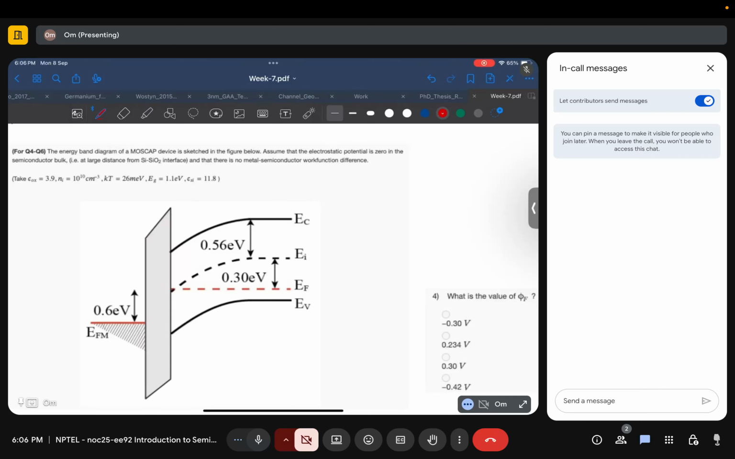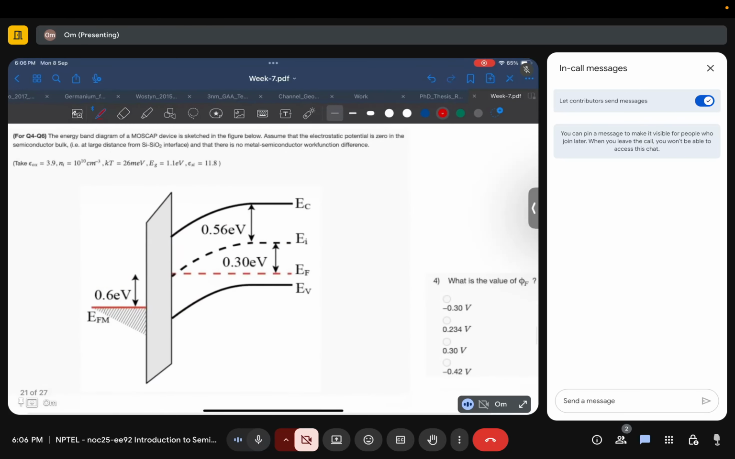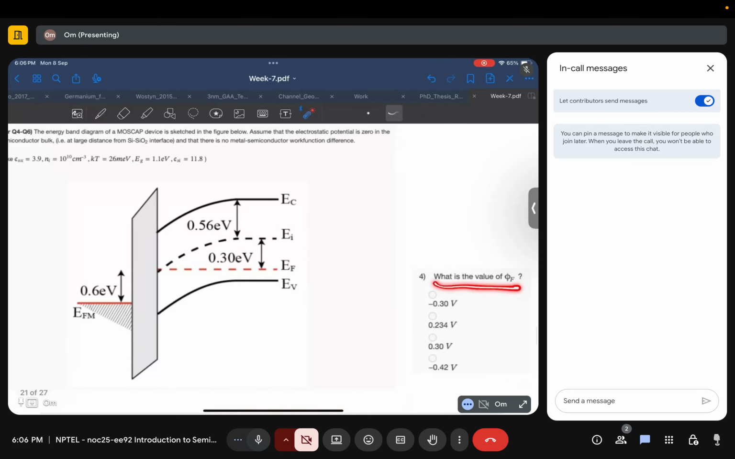Okay, so let us see how this question goes. It's a very easy question. I hope you all have solved it. The question is, the energy band diagram of MOSFET device is sketched in this figure. Assume that the electrostatic potential is zero in the semiconductor bulk, that is at large distance from the Si-SiO2 interface. There is no metal semiconductor work function difference. These are some values. We have to find what is the value of phi f.